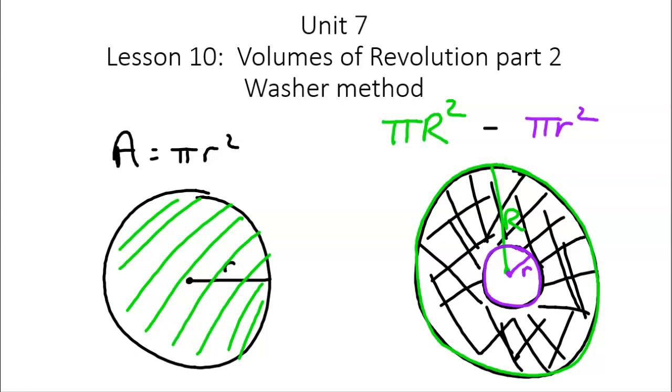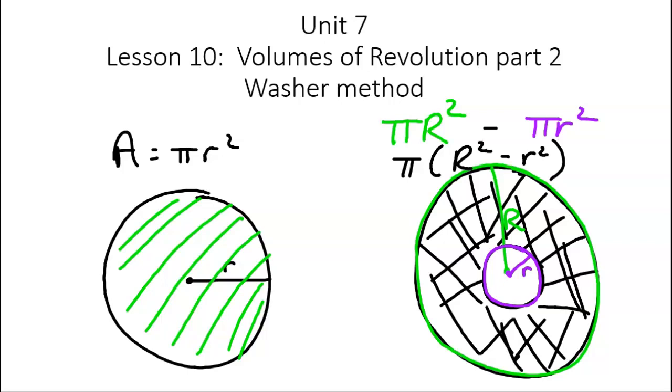Okay? Now, notice they both have a pi in common, so I'm going to go ahead and factor that out. And we're left with big R squared minus little r squared. Okay? That's going to be handy for later on today. You might want to have that in your notes. So I would pause the video here and write that down. But there's the idea. This is what we call a washer.